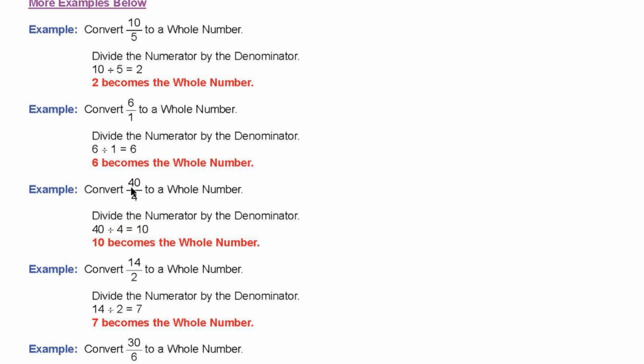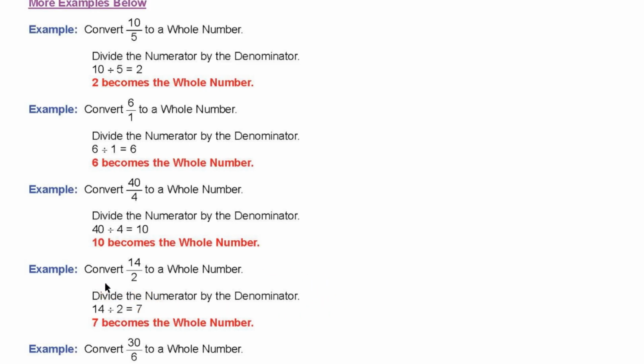So dividing the numerator, which is 40, by the denominator, which is 4, gives us a result of 10. 10 is the whole number. So converting 40 fourths to a whole number is 10. 10 is the whole number after the conversion.